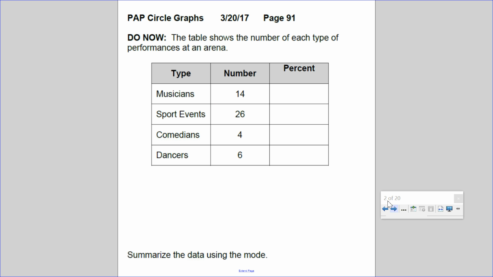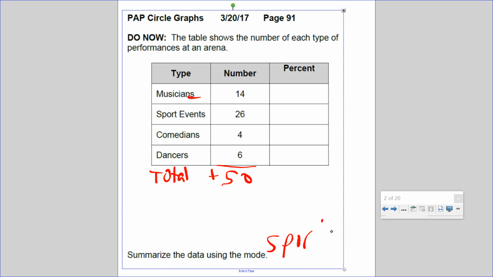The table shows the number of each type of performances at an arena. So in this one, 14 were musicians, 26 were sports event, 4 were comedians, 6 were dancers. So if you add all this up, the total would be 50. So summarize the data using the mode. Mode is most repeated. Most people selected sports event, so that is the mode.